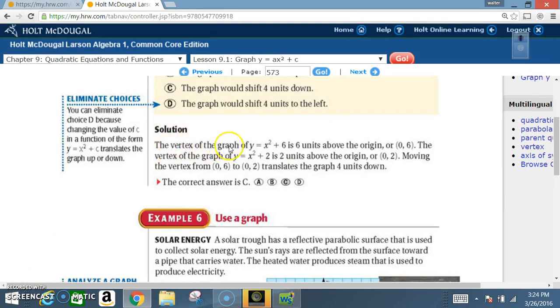Solution. The vertex of y equals x squared plus 6 is 6 units above the origin, or 0, 6. The vertex of the graph of y equals x squared plus 2 is 2 units above the origin, or 0, 2. Moving the vertex from 0, 6 to 0, 2 translates the graph 4 units down. The correct answer is C.